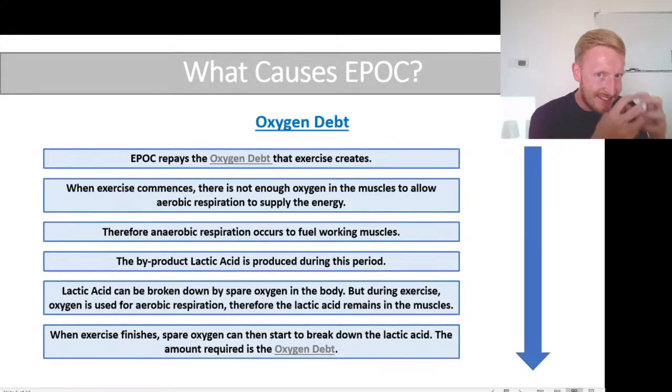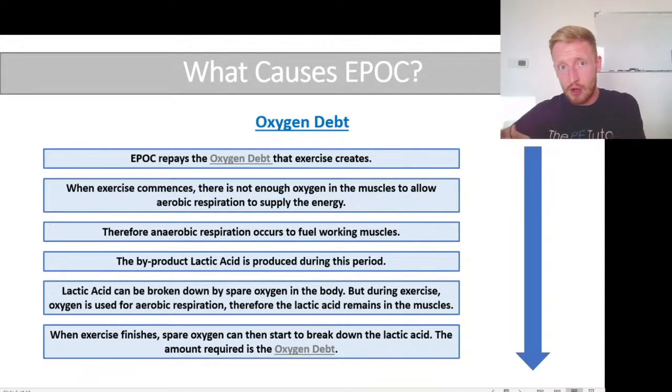We built up this debt. We required oxygen at the start, but we didn't have it. So we wait until the end of exercise to repay that oxygen debt. That's one cause of EPOC.